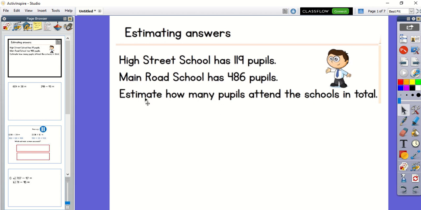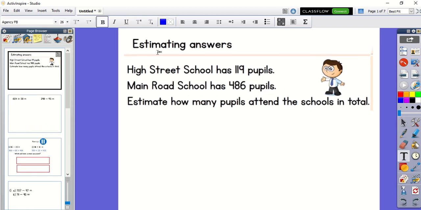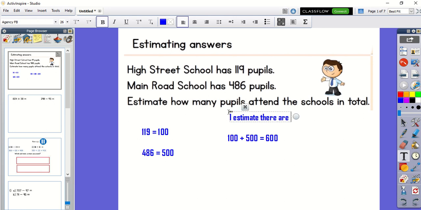So for example, High Street School has 119 pupils. Main Road School has 486 pupils. Estimate how many pupils attend the schools in total. So this is how I'm going to estimate. I'm going to take 119, I'm going to say, well, 119 is very close to 100, so I'm going to round it down to 100. 486, well, that's very close to 500, so I'm going to round that up to 500. And I'm going to do 100 add 500 equals 600. And that's my answer. I estimate there are 600 pupils. And that's a sensible guess.